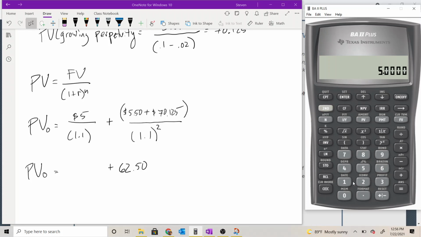And then the present value of dividend 1 is 5 divided by 1.1, so we're just going to reduce it 10%. 4.545, and that's going to keep on going for a while. We'll just leave it at that.